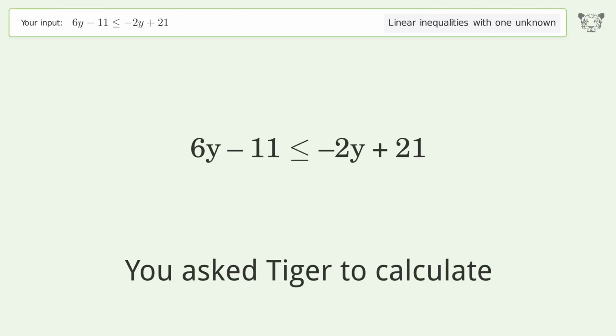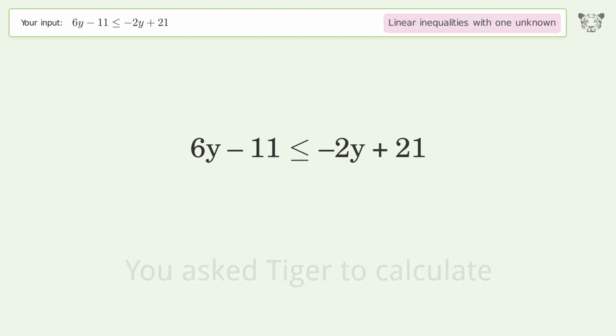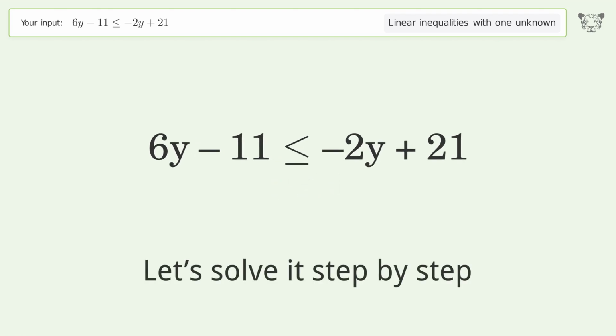You ask Tiger to calculate. This deals with linear inequalities with one unknown. The final result is y equal or smaller than 4. Let's solve it step by step.